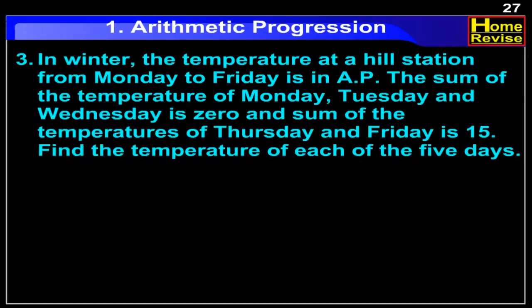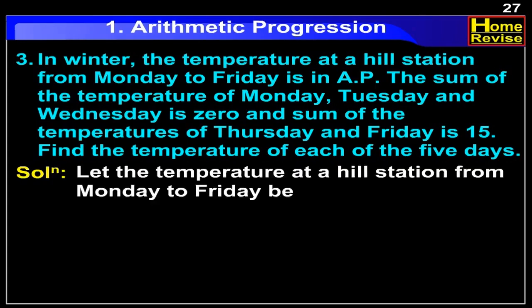In winter, the temperature at a hill station from Monday to Friday is an arithmetic progression. The sum of the temperatures of Monday, Tuesday and Wednesday is 0, and the sum of temperatures of Thursday and Friday is 15. Find the temperature of each day of the 5 days.